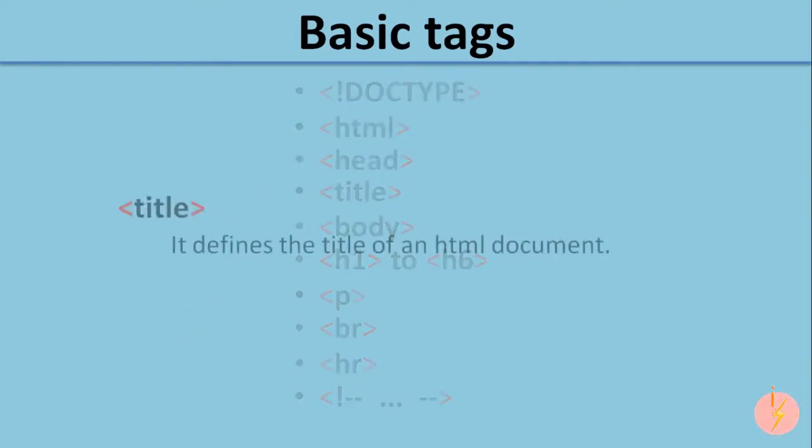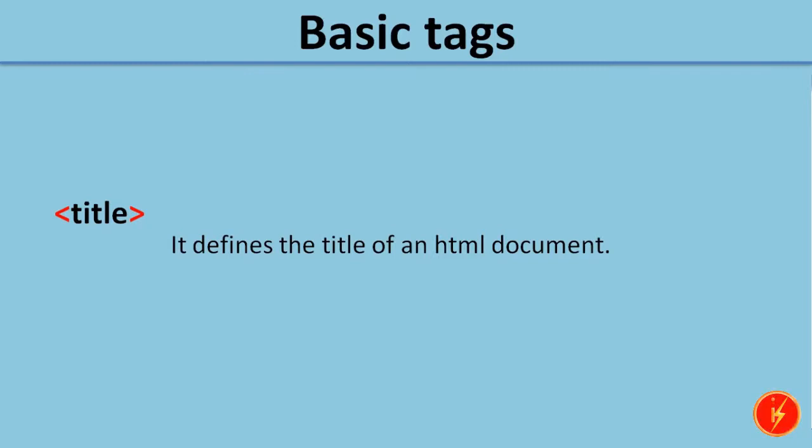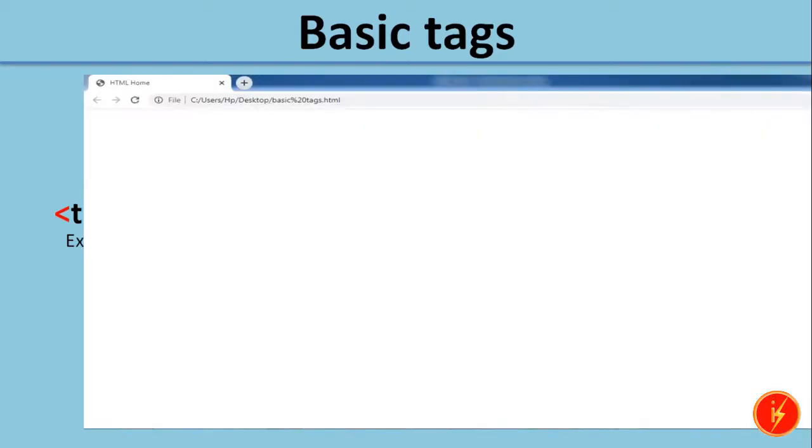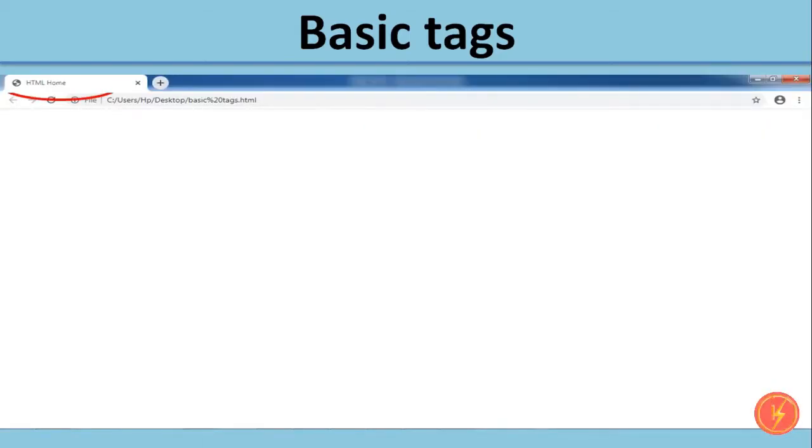Title tag. It defines the title of an HTML document. It is the child of head tag. Example is here. It should appear inside of the head opening and closing tags. HTML Home is the title of the web page I have given here. This is the preview and this is the title of the web page displayed here.